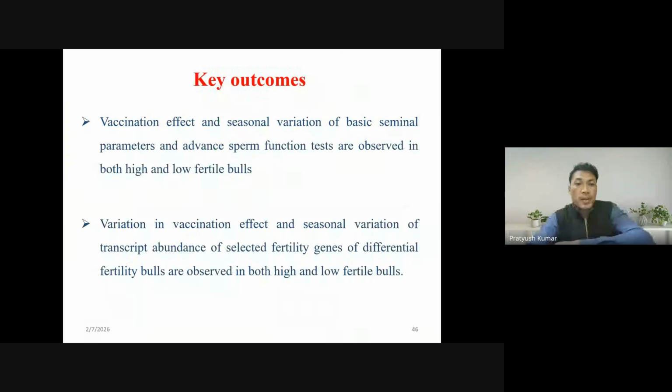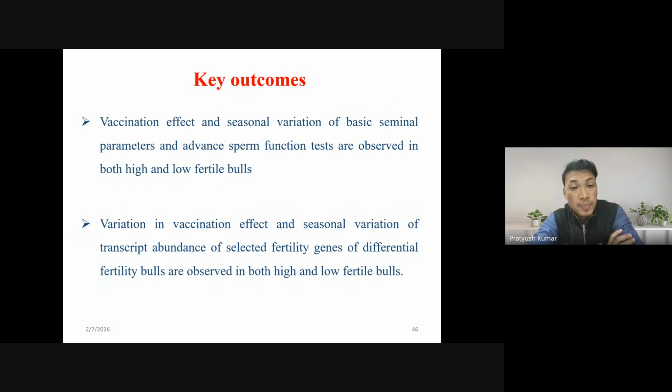In my study, vaccination also matters. Vaccination gives stress. After vaccination, the body temperature increases, mainly with viral vaccines like FMD. The FMD vaccine is very stressful to the animal's body, because it increases the body temperature, and the increase in body temperature ultimately leads to alteration in semen quality. And then seasonal variation: winter stress may deteriorate semen quality, and summer stress also.